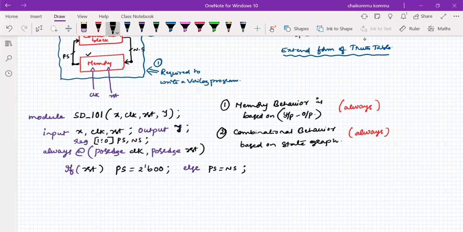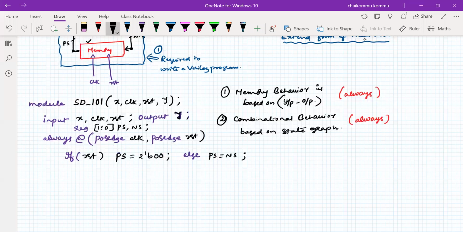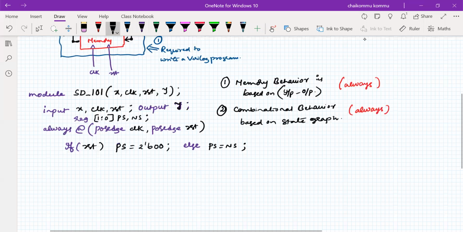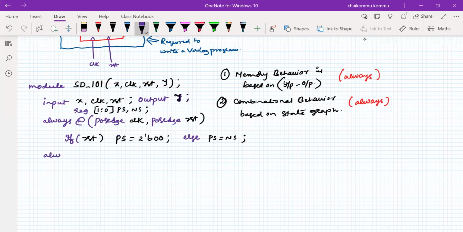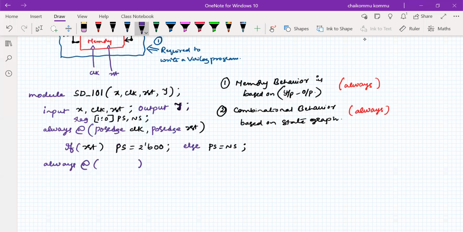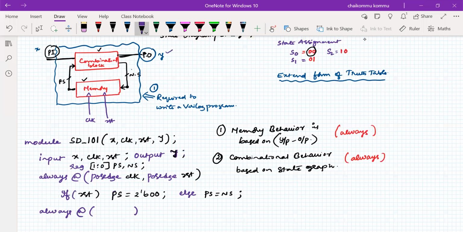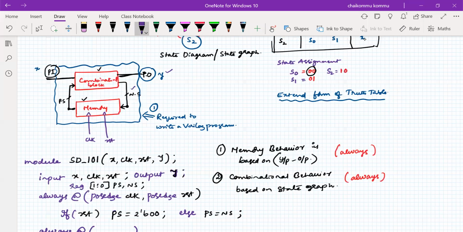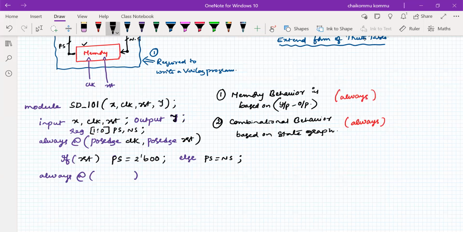Fine. We take another always block for the combinational circuit as well. So we write always at the rate of, what are the factors that influence the combinational circuit? The outputs are Y and next state. These two are influenced by the present input and the present state of the system. So these two are considered as the sensitivity list. Am I right?